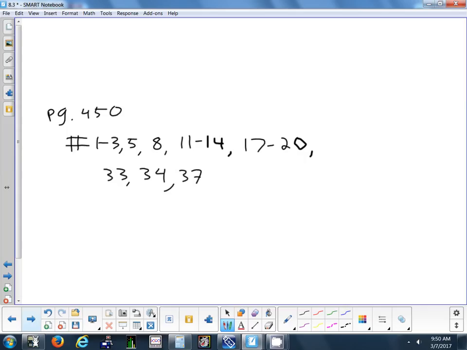All right, so homework tonight, we'll cover everything we did. It's not all multiplying and dividing. Some of it's just the graphing and finding absolute value. Okay, so it's on page 450. 1 through 3, 5, 8, 11 to 14, 17 to 20, 33, 34, and 37.